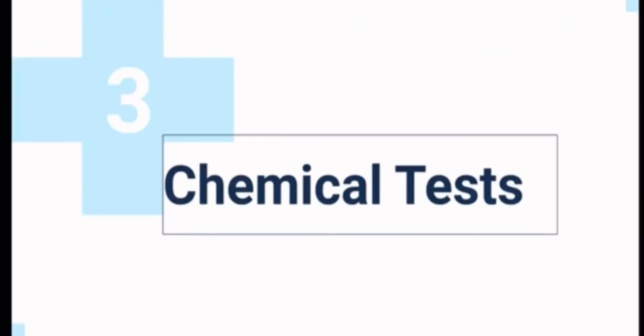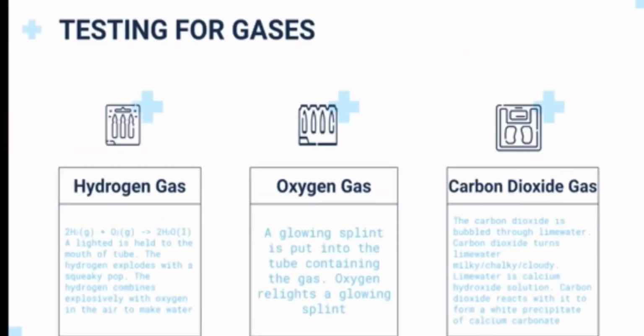Next is chemical tests. First, we're going to talk about testing for gases. Hydrogen gas. A lit splint is held to the mouth of the tube. The hydrogen burns with a squeaky pop. The hydrogen combines explosively with oxygen in the air to make water.